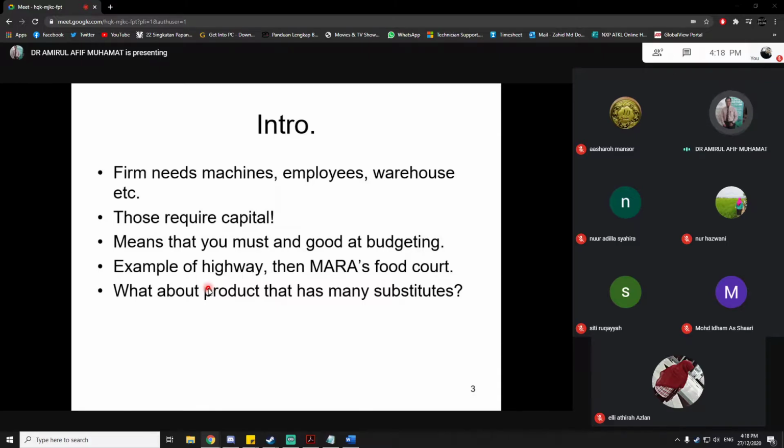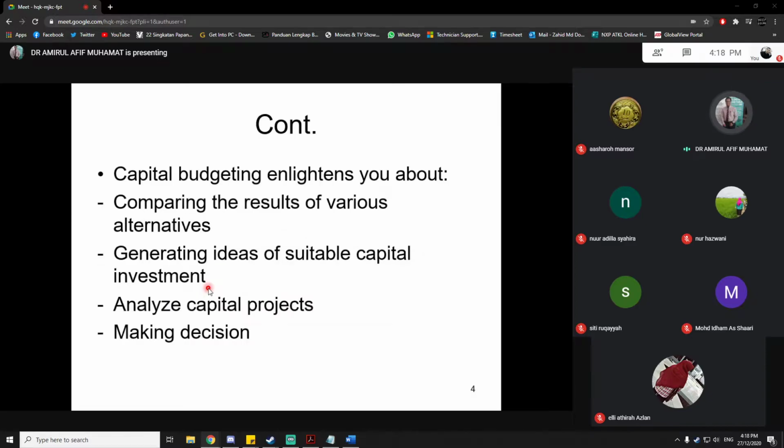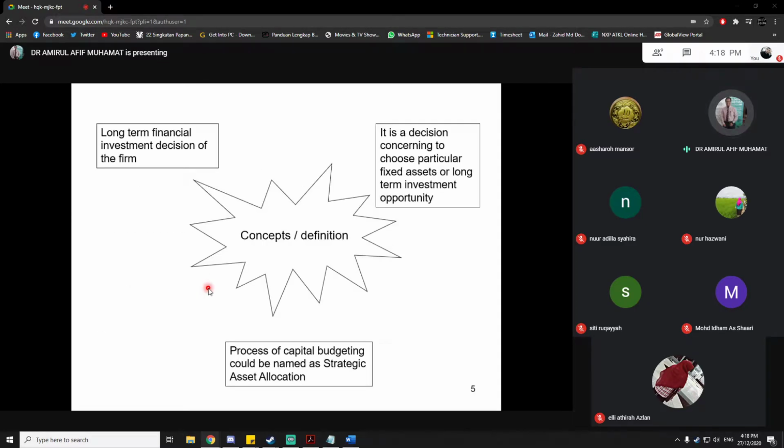So because of that, let's say if you have three projects, maybe the company is unable to involve in the three projects at the same time. Okay, so they need to choose. So capital budgeting with its tools or techniques will help the company to choose based on the company's preference. It involves more long-term financial investment decisions, and it's relevant for long-term projects or investment opportunities and also fixed assets.